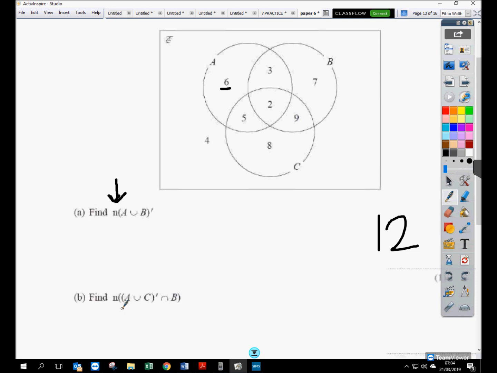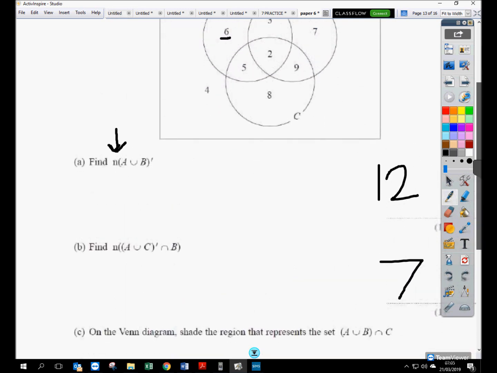The next part, the number in A union C complement and B. So let's take a look. A union C complement. First of all, let's have a look at A union C. This is A union C. And the complement of that is outside of the green area. So outside of the green area, we have a 7 and a 4. So it has to also be in B. Out of the 7 and the 4, the one that's in B also is the 7. So the answer is just 7.